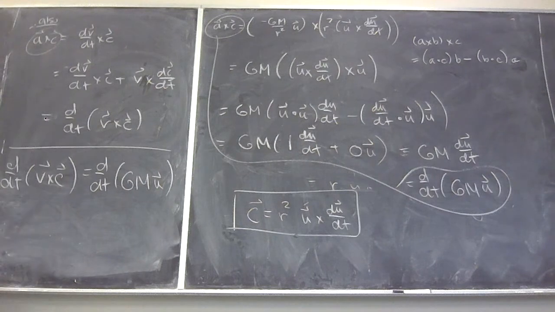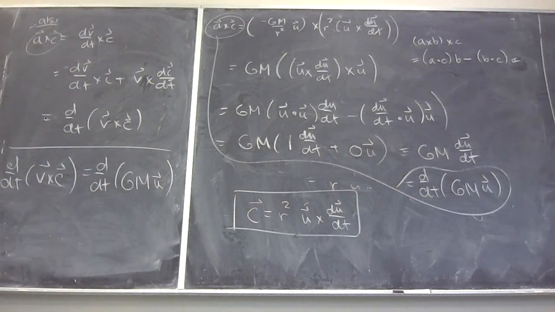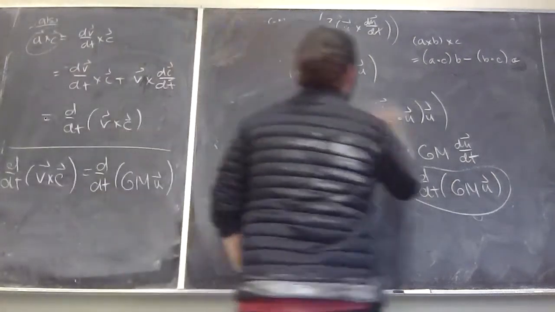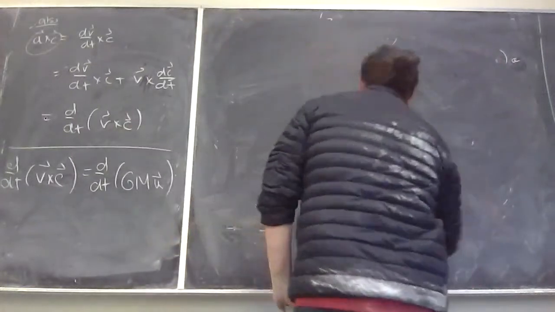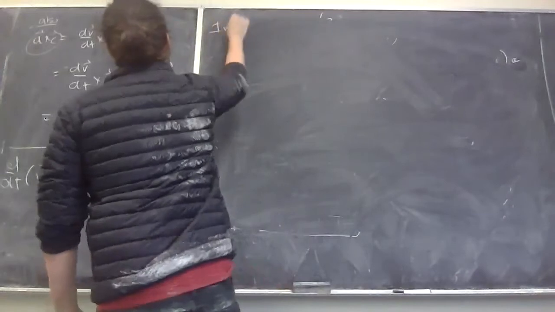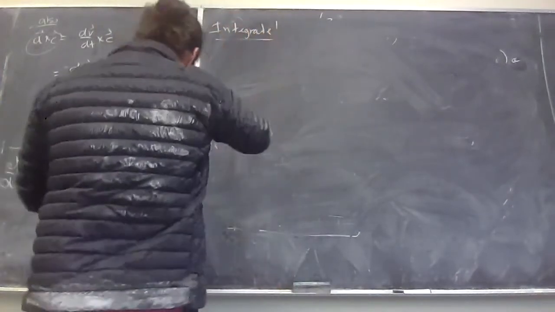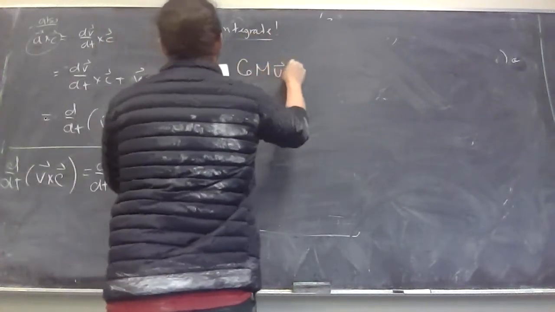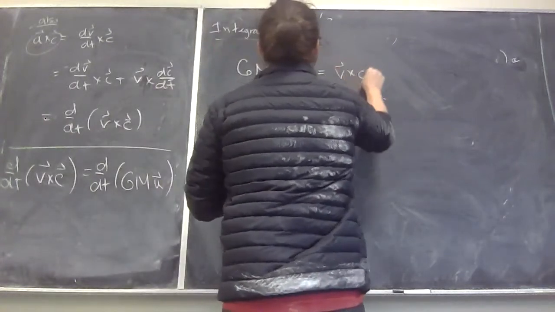I got a derivative on this side. It's just a vector function. I can integrate that. And this is a vector function. I can integrate that. So just integrate both sides. And what do you get? I mean, this is about the easiest kind of differential equation that exists. A derivative is equal to a derivative. So integrate. And what you end up with is GMU plus D is equal to V cross C.